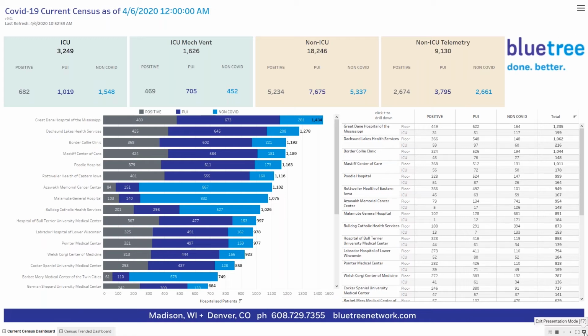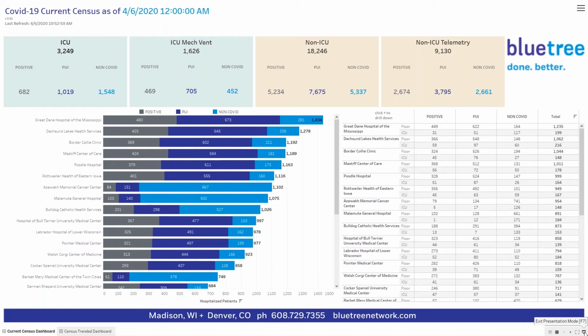Our COVID census dashboards consist of two dashboards to help you manage your patient population. The first dashboard focuses on the snapshot of the current census from your system. This dashboard sits on top of a custom data model developed in-house and allows the flexibility to support a multi-facility hospital or a single hospital with department level aggregation.